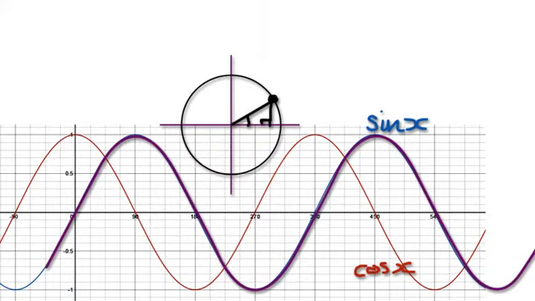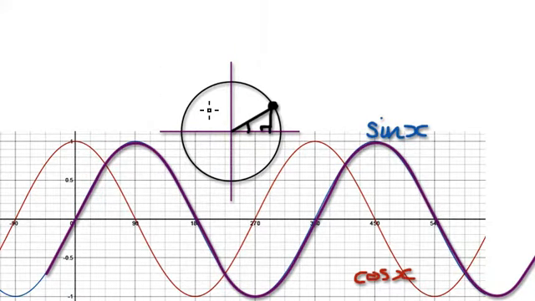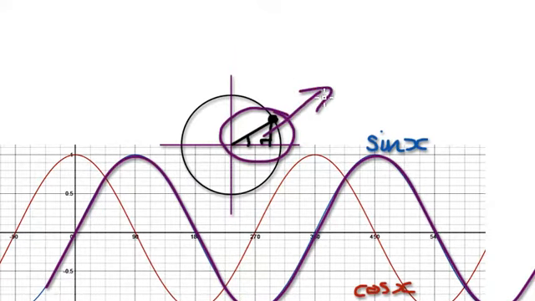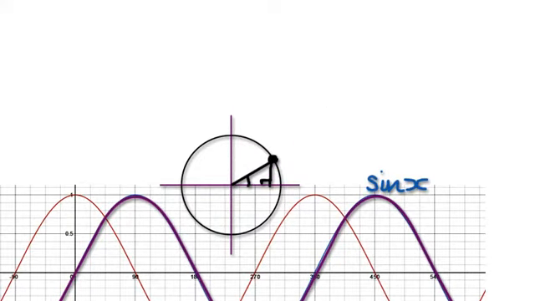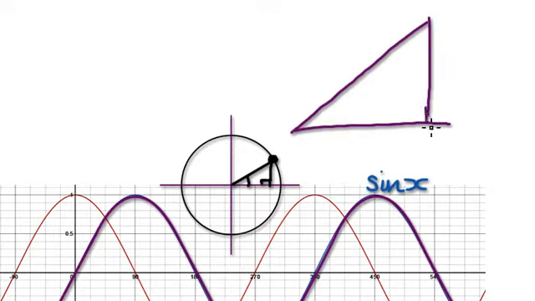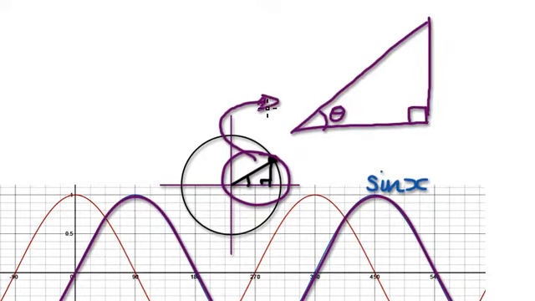So let's look at this circle here of radius 1. So that means the hypotenuse here is 1. Now let's enlarge this triangle. So here we've got a triangle. This here is 90 degrees. This here could be any angle. Let's just say it's theta. So this triangle here is this triangle here.